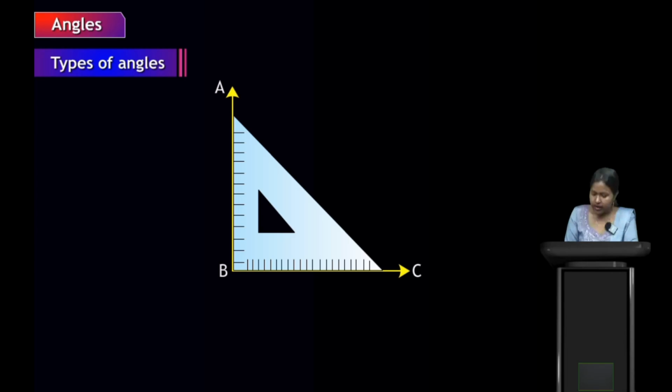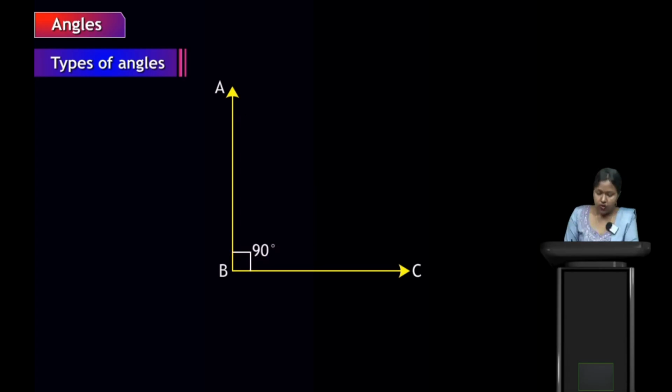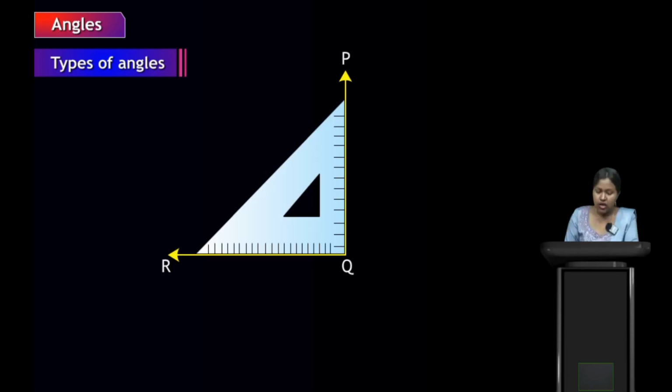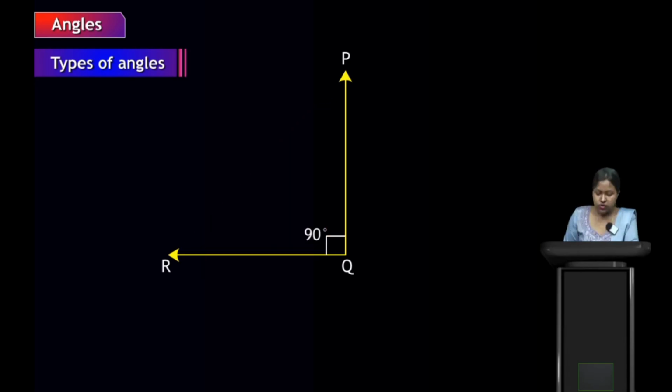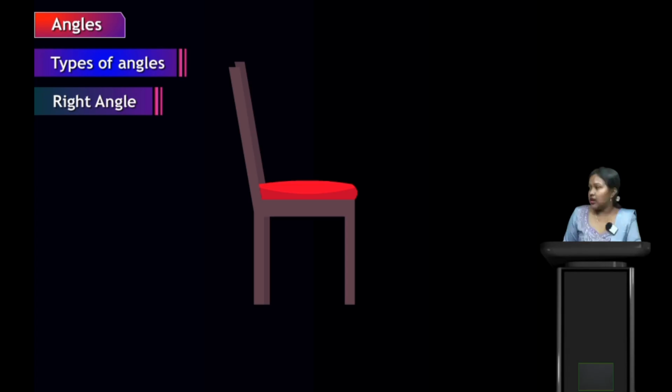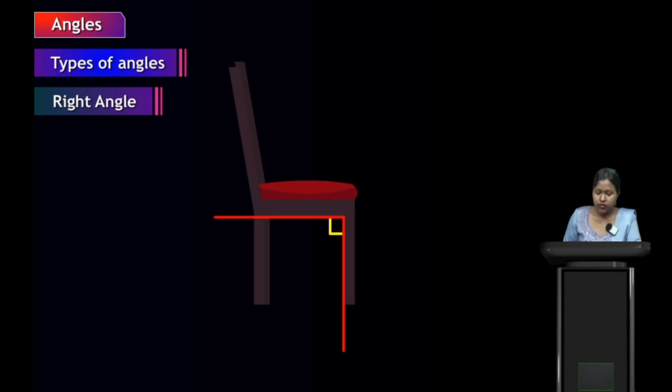Okay. So here you see one angle is given, angle ABC, and this angle is 90 degree. Okay, you can check it with your set square. Now here another angle, this one also, if you put a set square on it, you will get 90 degree angle here also. The angle that is exactly 90 degree is called right angle. So when you get a 90 degree angle, that angle is named as right angle. Okay, so here are some examples of right angle.